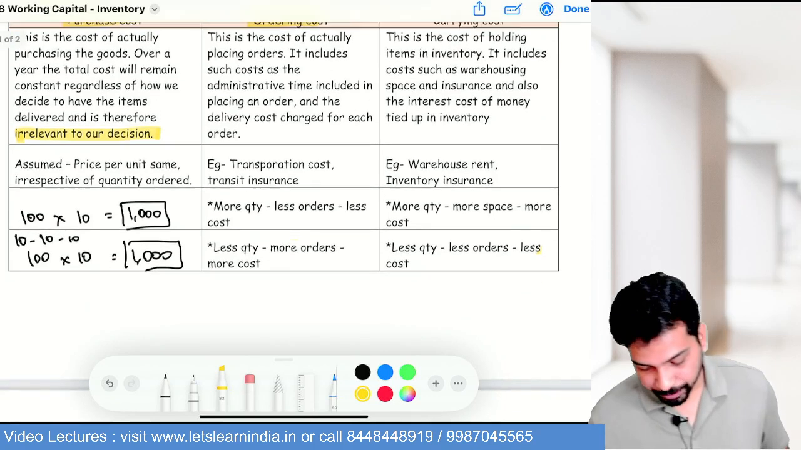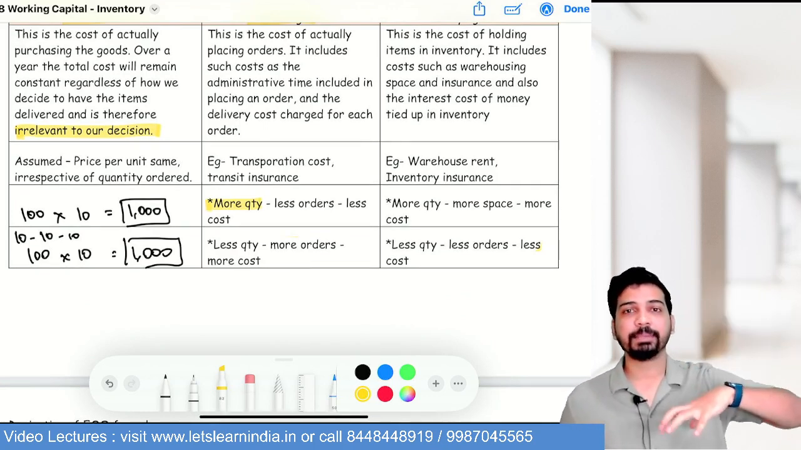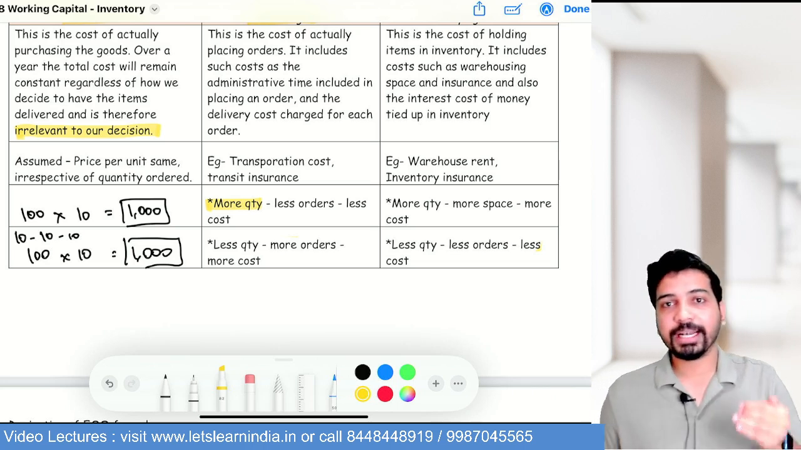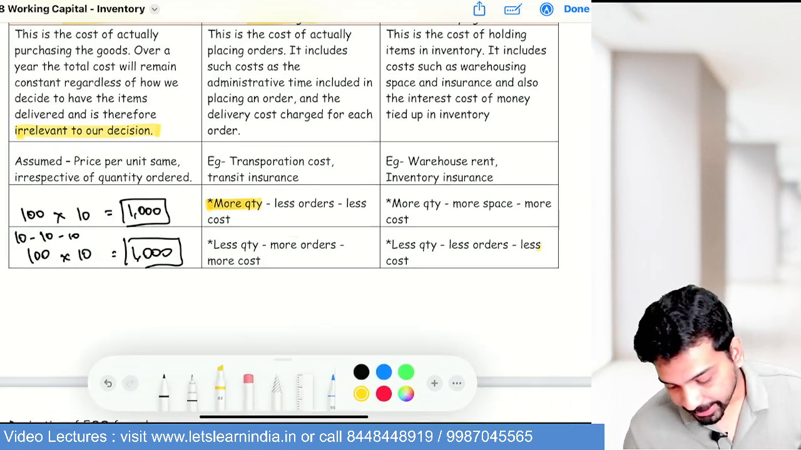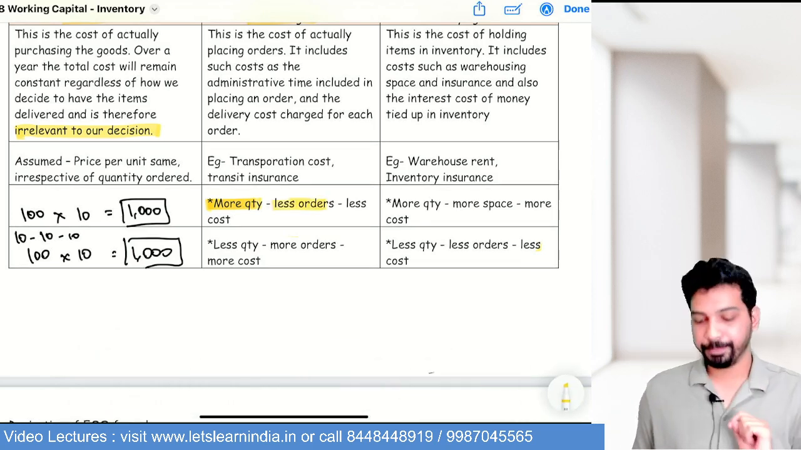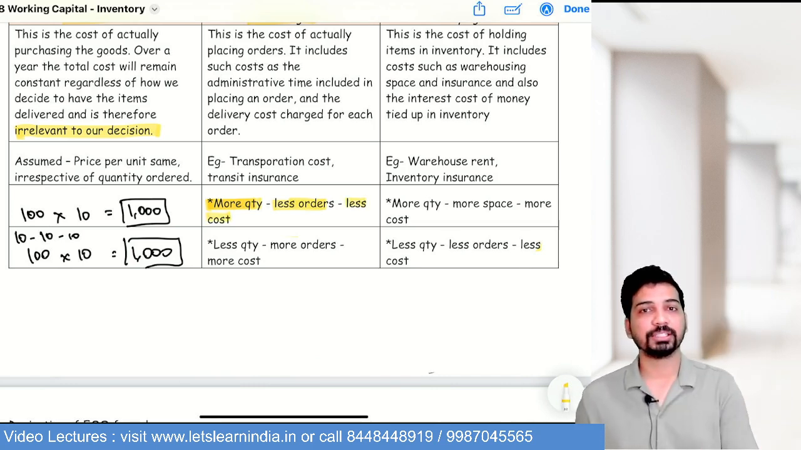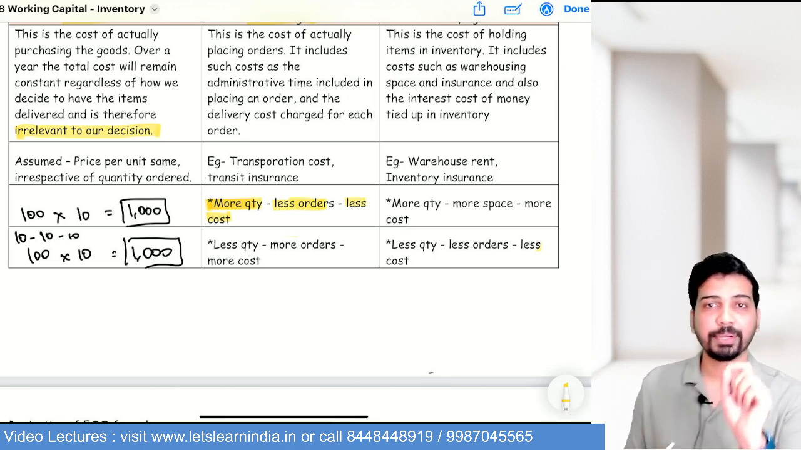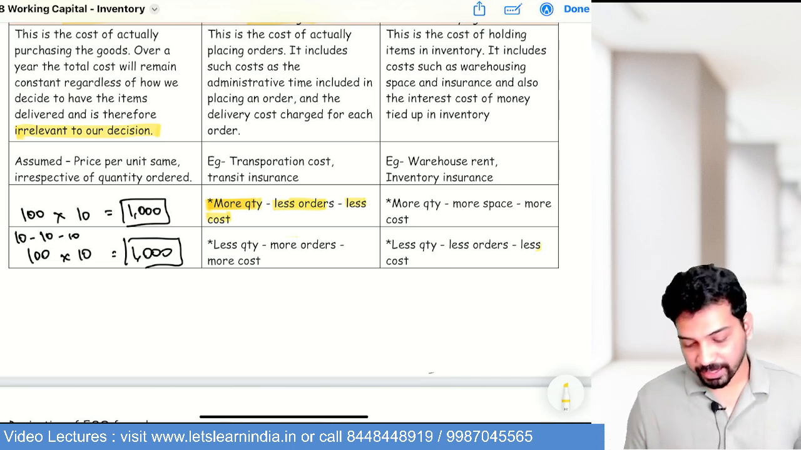Which means the more quantity you order, for example, if you order 1 lakh quantity, you'll have to place one order. But if you go on reducing your quantity, the number of orders will go on increasing. So more quantity, for example, 1,20,000 units will mean fewer orders, which means one order, which will result in less cost. Why less cost? Because you'll have to incur that cost only once, and not every time you order.